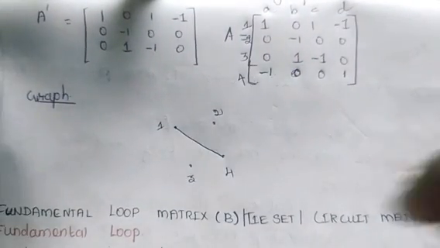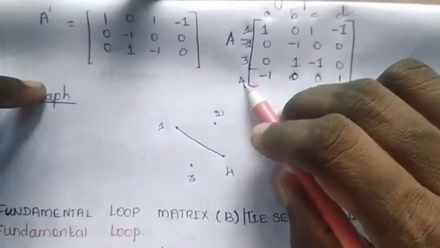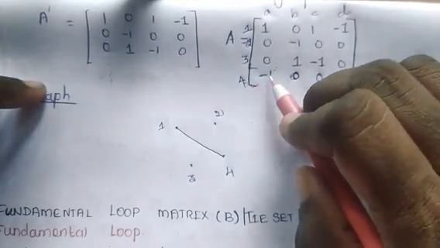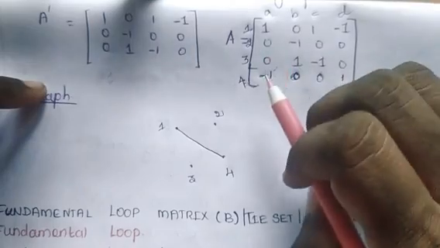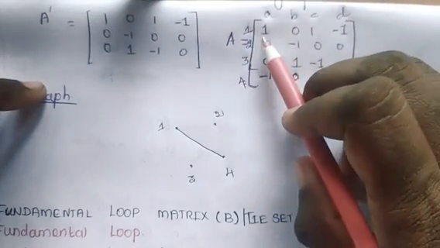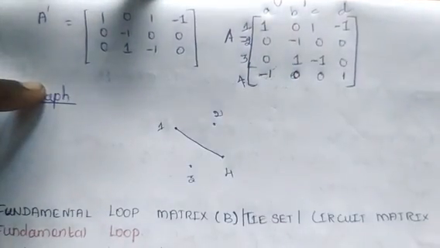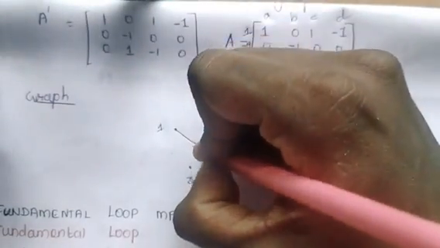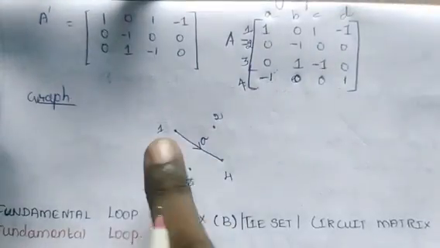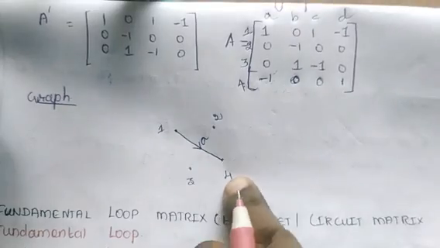Check the sign here. Here the node 4 is minus 1. That means the branch current A is entering the node 4 and leaving the node 1. Our branch current A is leaving node 1 and entering the node 4.